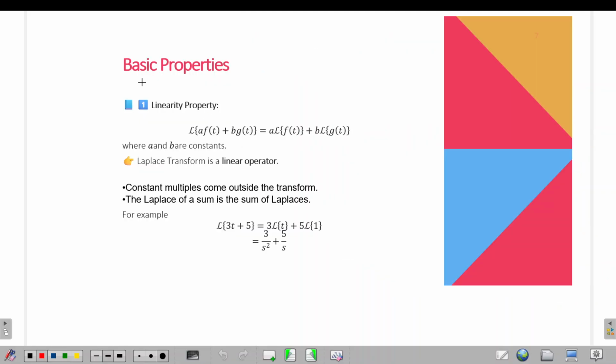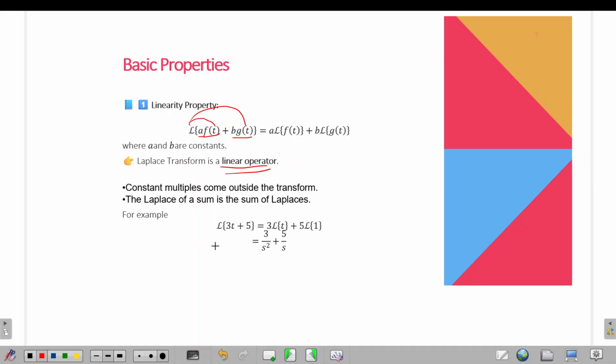Now let us learn about some basic properties of the Laplace transform. For a and b constants, the Laplace transform of a times f of t plus b times g of t is equal to: constant multiples come outside the Laplace transform. Take a outside and b outside, and then take the Laplace transform of f of t plus the Laplace transform of g of t. That is, the Laplace of a sum is the sum of the Laplaces. That means the Laplace transform is clearly a linear operator.